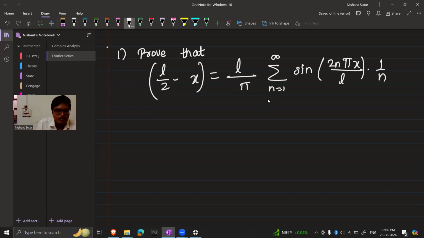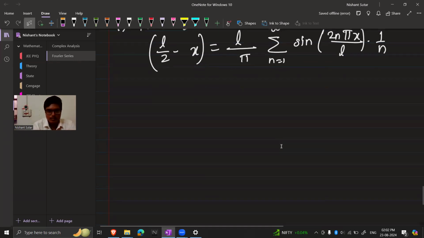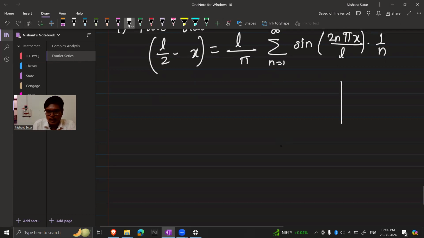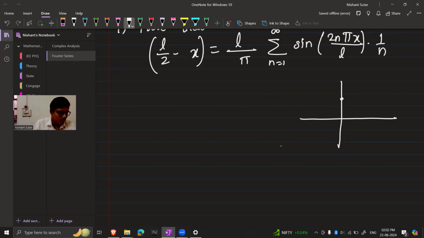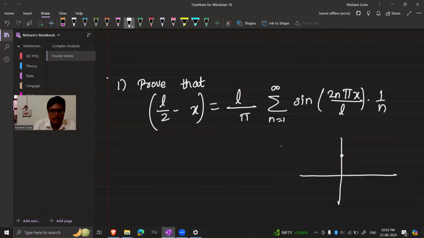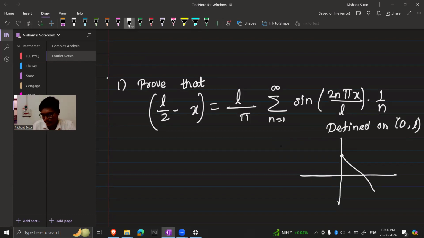So for that, let's plot the graph first of this function. If I try to plot the graph, suppose here is my L by 2, and my function is defined on 0 to L. So my function looks like this.